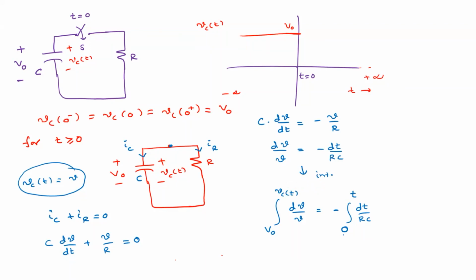Right. So now what is the value here? If you integrate this, what is the integral of 1 by V into dV? It is ln V, with limits from its initial value V0 to Vc of t. What is the other side? Minus t by RC. So what are its limits? This also varies from 0 to t.